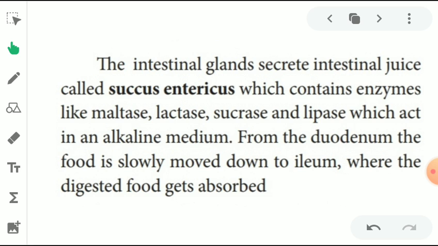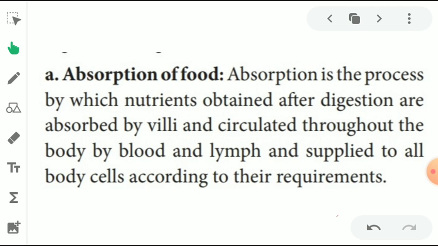Remaining undigested food is sent to the large intestine. First, what is absorption of food? Absorption is the process by which nutrients obtained after digestion are absorbed by villi and circulated through the body by the blood and lymph and supplied to all body cells according to the requirement. According to the requirement of the cells or tissues, the absorbed food is supplied.